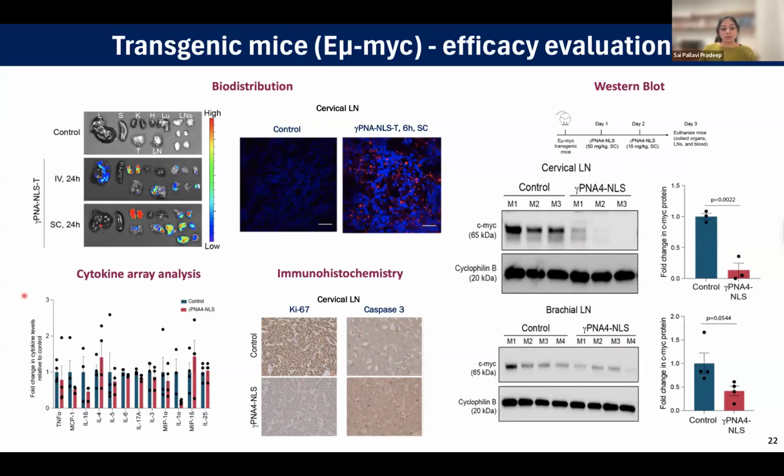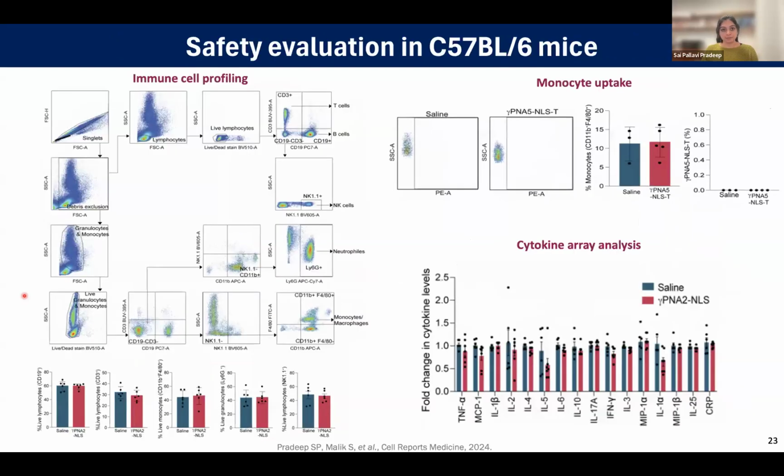And finally, since these mice have a proper immune system, or an intact immune system, we looked at cytokine array analysis. We analyzed pro-inflammatory cytokines, and we did not see an increase in any of these in comparison to the saline-treated group, which showed that these constructs were relatively safe.